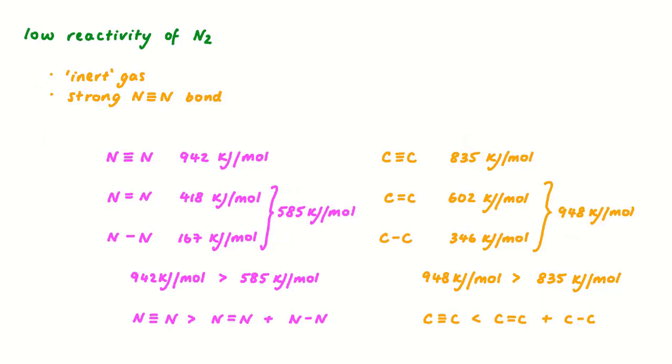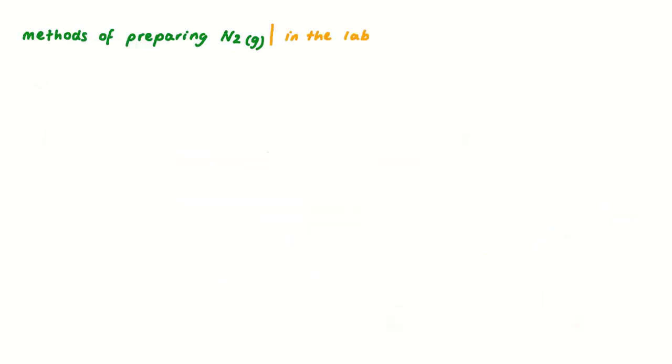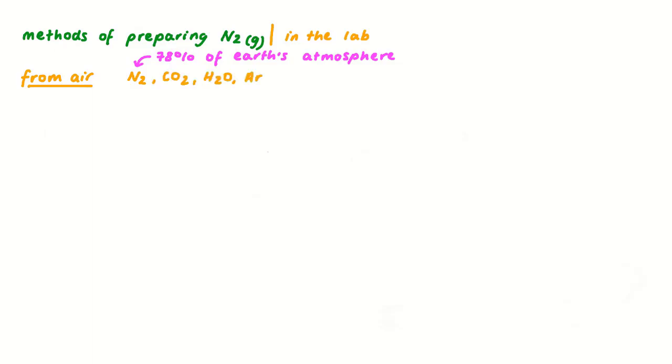Now that we know the properties of nitrogen gas, let's look at how it's prepared in the lab. The easiest way to prepare nitrogen is extraction from air. Nitrogen makes up 78% of Earth's atmosphere, with the other major components of air being carbon dioxide, water, argon, and oxygen. We can remove the carbon dioxide, water, and oxygen to isolate nitrogen.